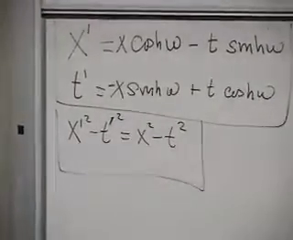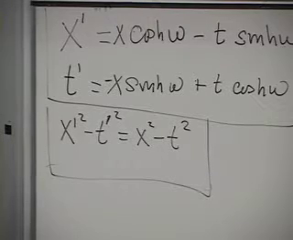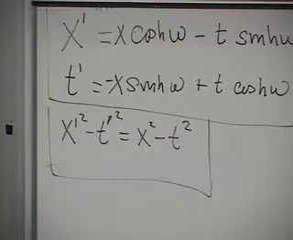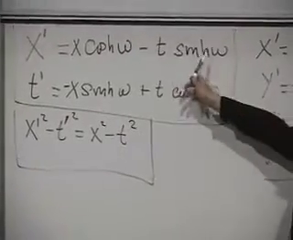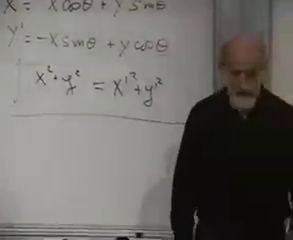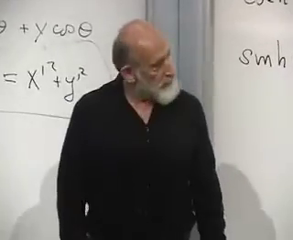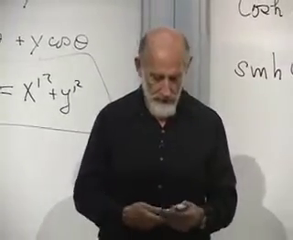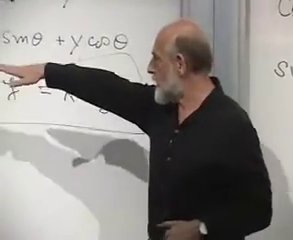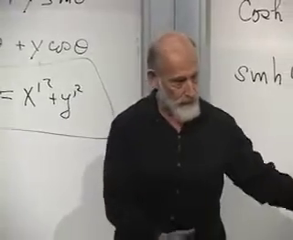x prime squared minus t prime squared is equal to x squared minus t squared. All right, that does follow by a couple of lines using cosh squared minus sinh squared equals 1. But what I want to do, let's take another couple of minutes. No, let's take a break for 5 minutes and then come back and connect these variables, omega, with the velocity of the moving frame of reference.